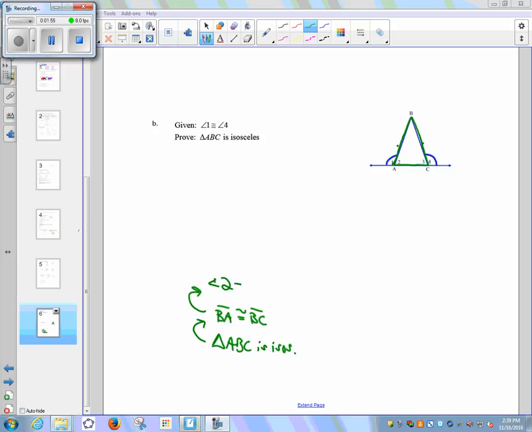If we could say angle 2 is congruent to angle 3, then we can say BA must be congruent to BC. What would be the reason? If the angles are congruent, then the sides are congruent. What's the reason? Good job. Converse of isosceles triangle theorem. Right? And then, okay, sides are congruent, therefore it's an isosceles triangle. What would that reason be? Yep, definition of isosceles.